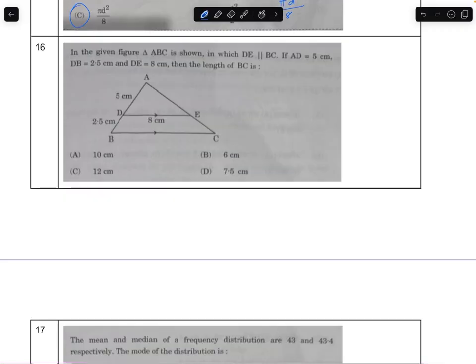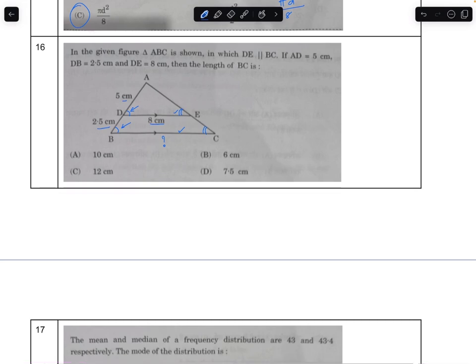Question number 16. In the given figure, triangle ABC is shown in which DE is parallel to BC. If AD is equal to 5 centimeter, DB is equal to 2.5 centimeter, and DE is 8 centimeter, then the length of BC is. Since the line DE is parallel to BC, the angle ADE, that is this angle, is equal to this angle, that is angle ABC, because those two are corresponding angles. The same way, the angle AED and the angle at C, that is angle ACB.